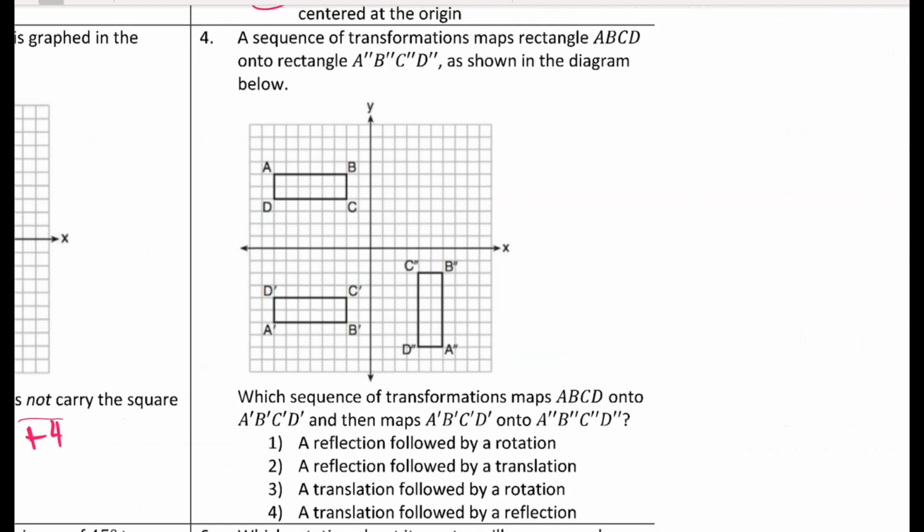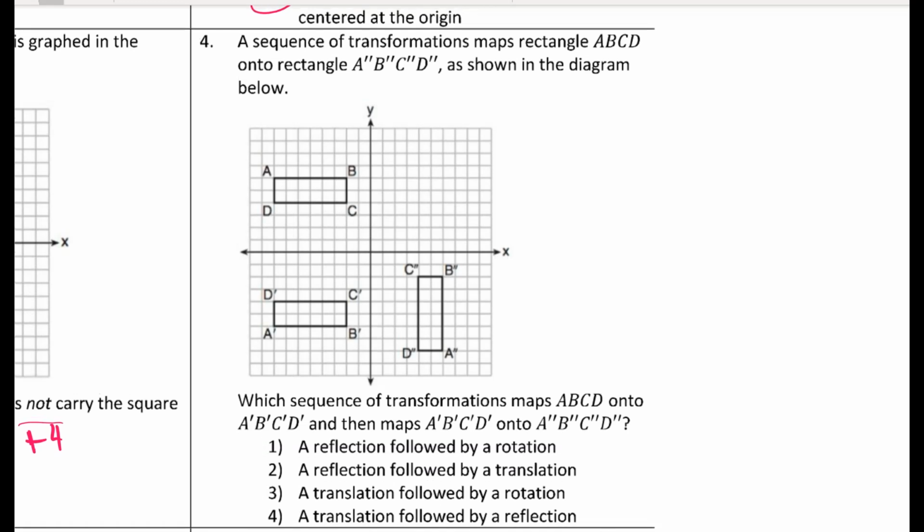For number 4, a sequence of transformations maps rectangle ABCD onto rectangle A double prime, B double prime, C double prime, D double prime, as shown below. And it asks which sequence of transformations is going on here that maps this to this and then this to this. Well, remember that the corresponding vertices need to match up. So D needs to end up at D prime and C needs to end up at C prime and so on. So this first transformation looks like I reflected it right over the x-axis. So I know it's got to start with a reflection, so I could rule out 3 and 4. And then to get from here to here, it looks like I spun it in a counterclockwise rotation, so that's going to be a reflection followed by a rotation.